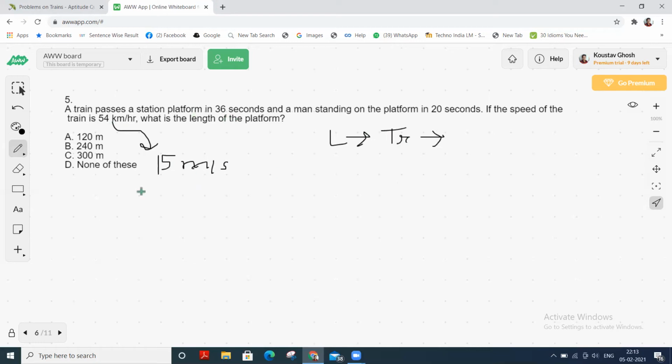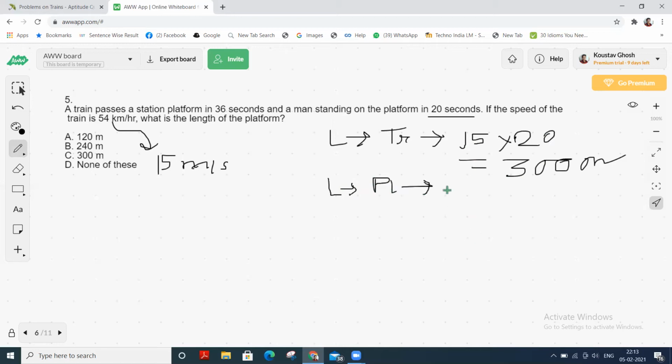The train runs at 15 meters per second and covers the distance in 20 seconds. So the length of the train is 15 into 20, which is 300 meters. Let the length of the platform be x meters. So the total length is x plus 300.